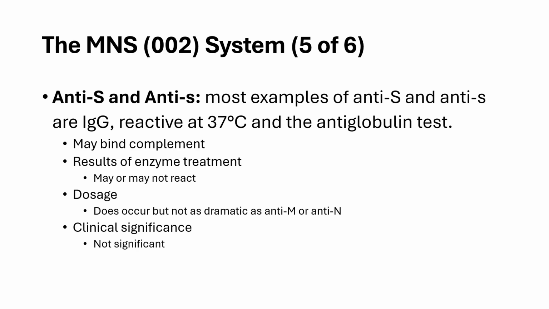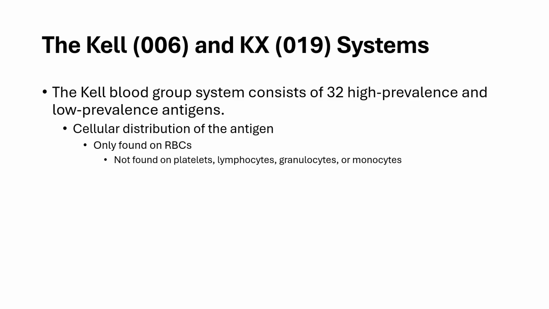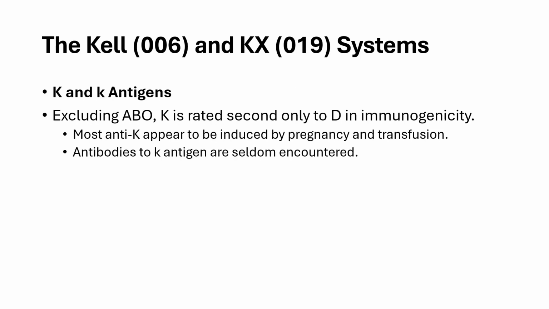The Kell blood group system. This consists of 32 high prevalence and low prevalence antigens. For cellular distribution of the antigen, this is found only on red blood cells. It is not found on platelets, lymphocytes, granulocytes, or monocytes.